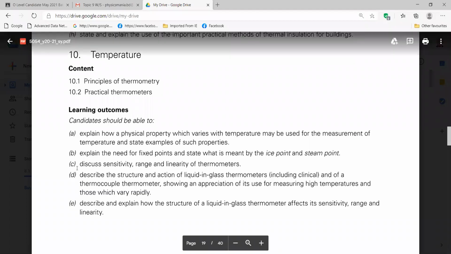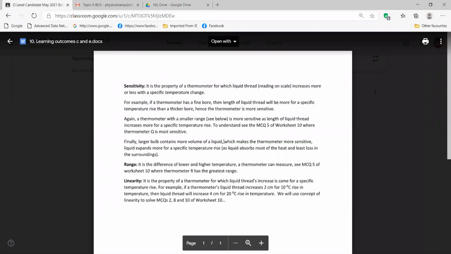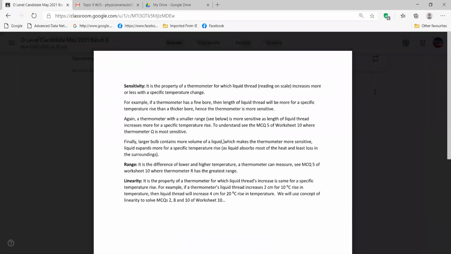Learning outcome C and learning outcome E, we'll discuss together here. I already uploaded these notes. Now we are going to discuss it. Can you please read it?